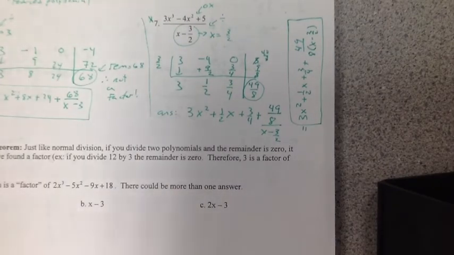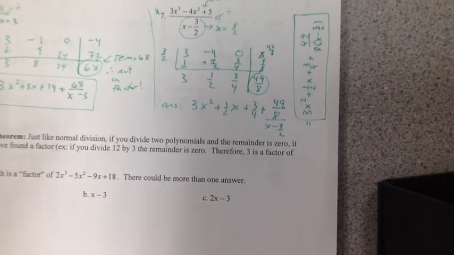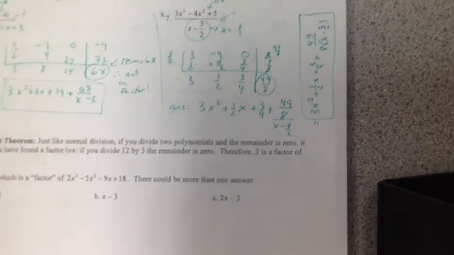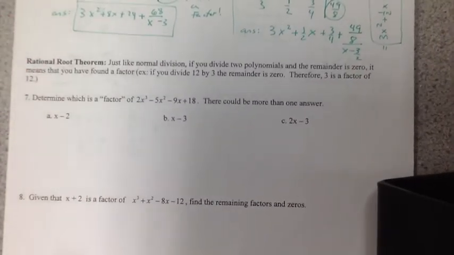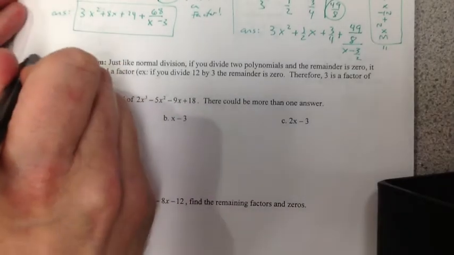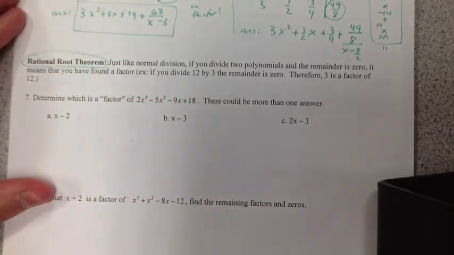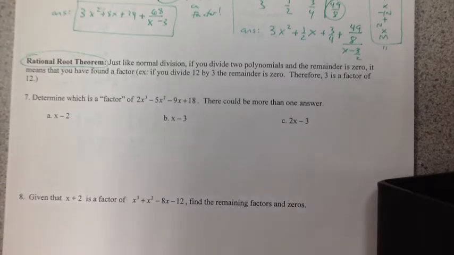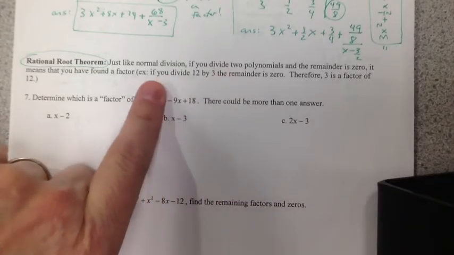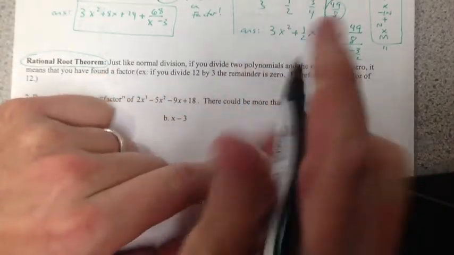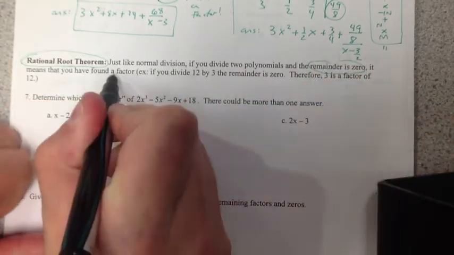All right. Now, let's take a look at something else called the rational root theorem. We've been talking about this idea about when the remainder is 0. Well, just like normal division, the rational root theorem, sometimes called the rational zero theorem, I like rational root theorem better, basically says this: if you're dividing two polynomials, just like in normal division, and the remainder is 0, it means that we have found a factor.